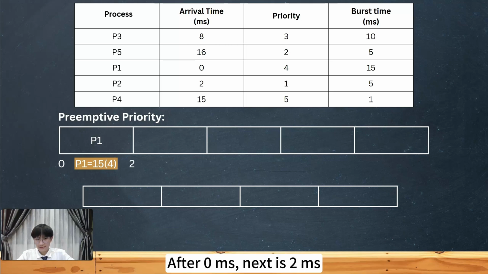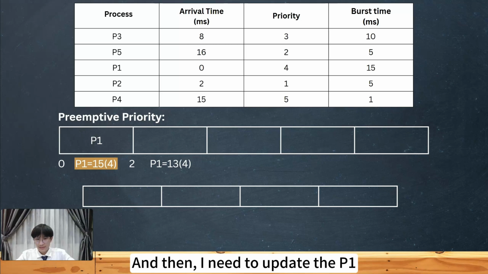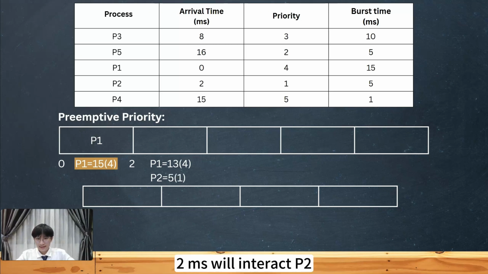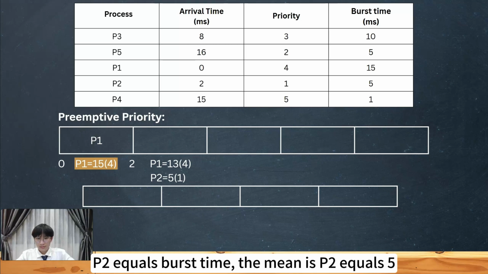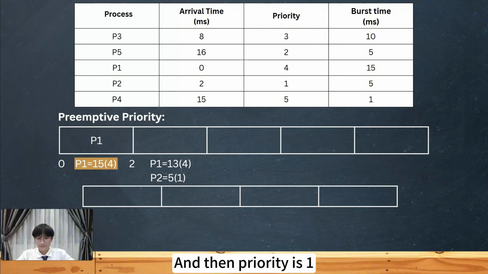After 0 milliseconds, the next is 2 milliseconds. And then I need to update P1. 2 minus 0 is 2, and 15 minus 2 is 13. So P1 needs to be updated to 13. At 2 milliseconds, P2 arrives and interrupts, so P2 also needs to be written here. P2's burst time is 5, and its priority is 1.